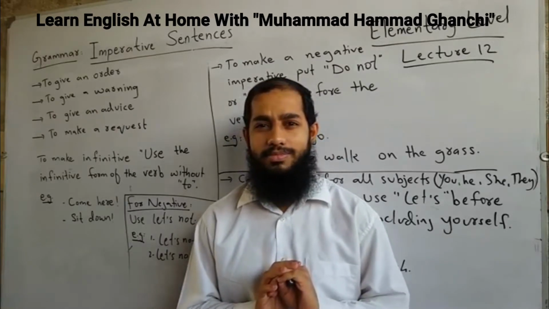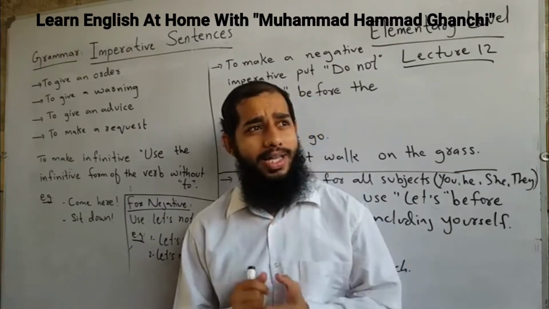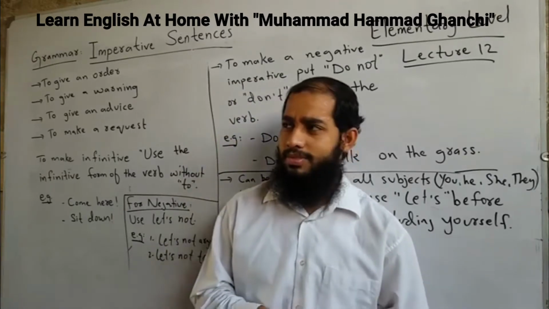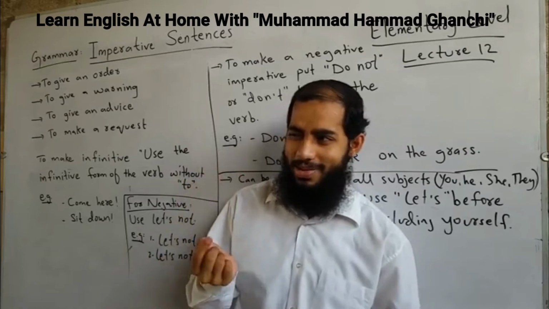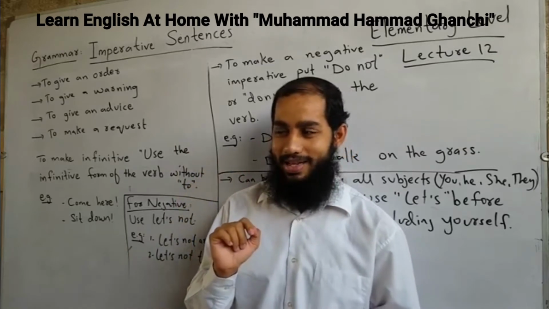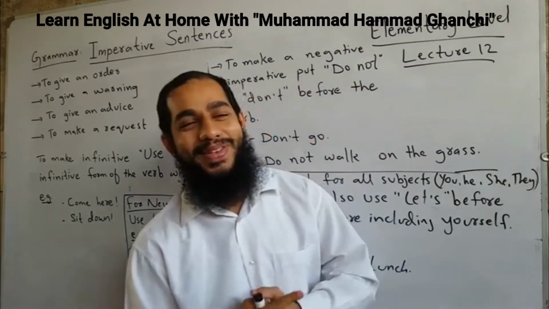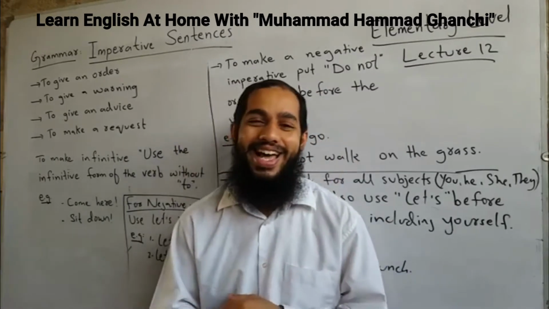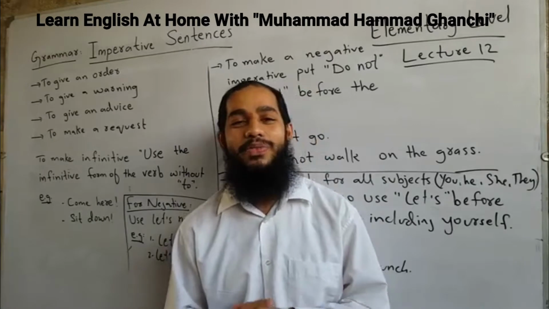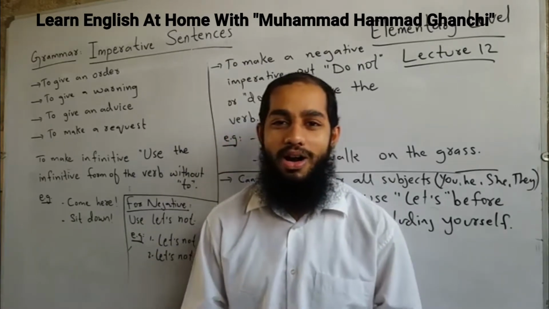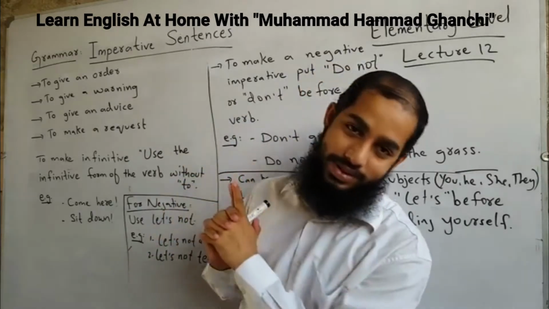I say keep quiet or sit down. Come here. Please come here. Okay, and shut up. You're disturbing me talking to the rooster. Alright, so these are the sentences we normally speak. And what are those sentences called? They are called imperative sentences.